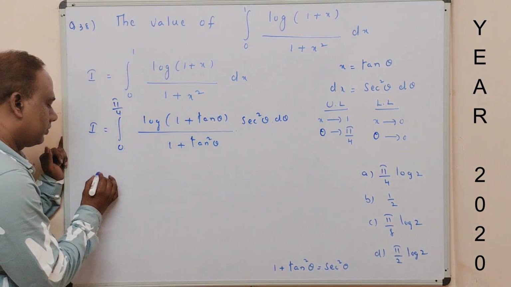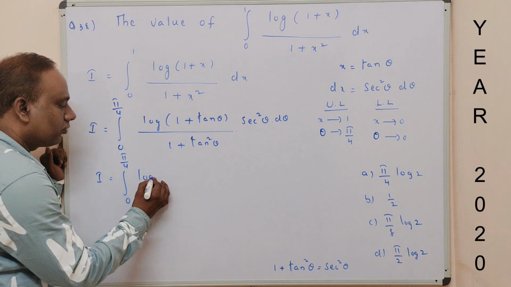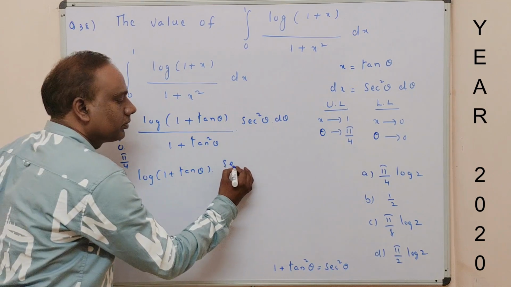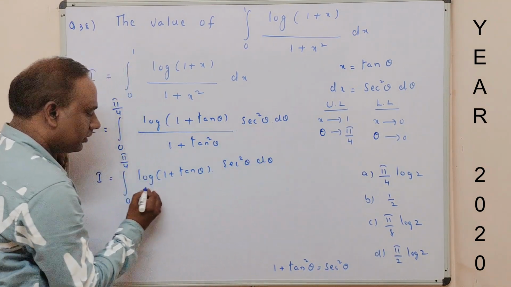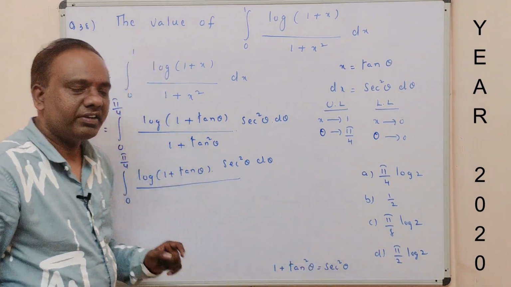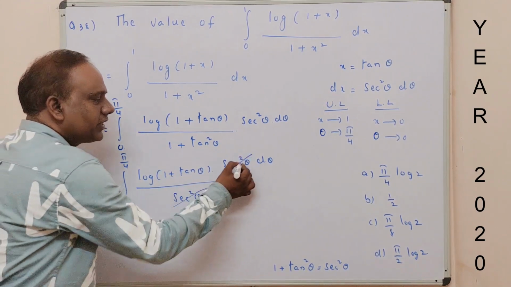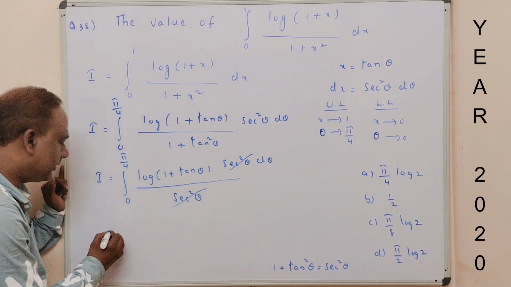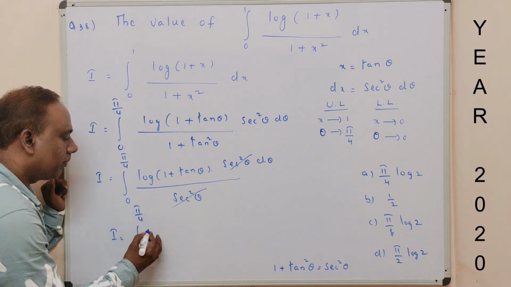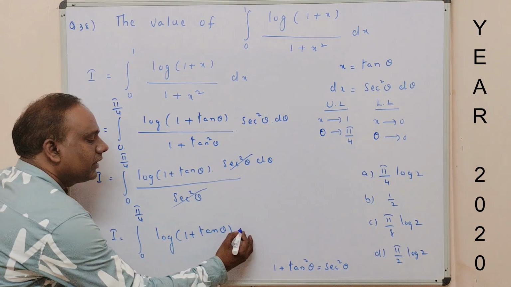Now I is equal to the integration from 0 to pi by 4 of log of 1 plus tan theta into secant square theta d theta by 1 plus tan square theta. 1 plus tan square theta is equal to secant square theta. Now secant square theta cancels. The remaining is I is equal to the integration from 0 to pi by 4 of log of 1 plus tan theta d theta.